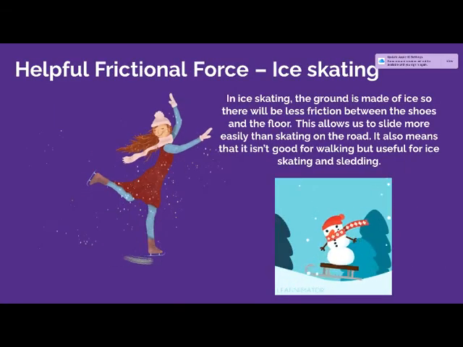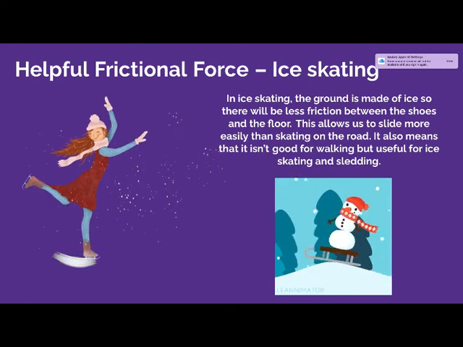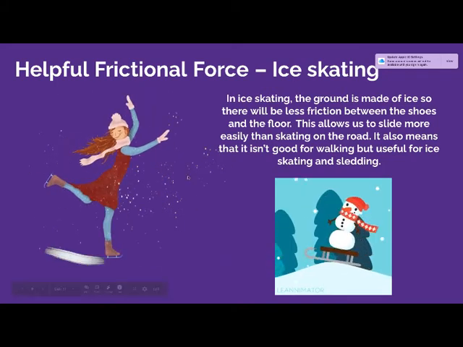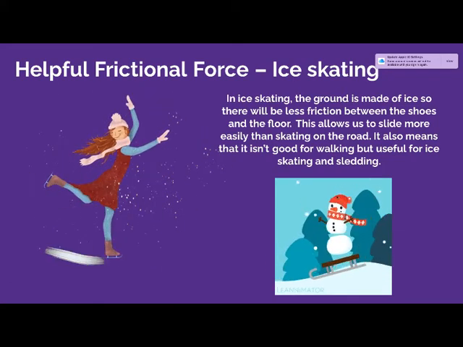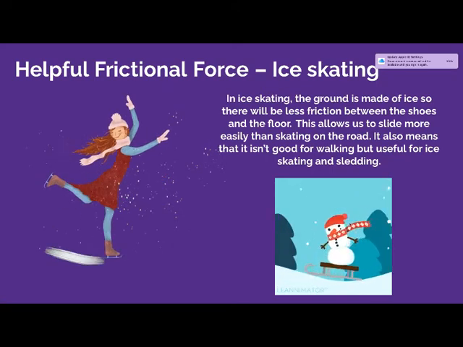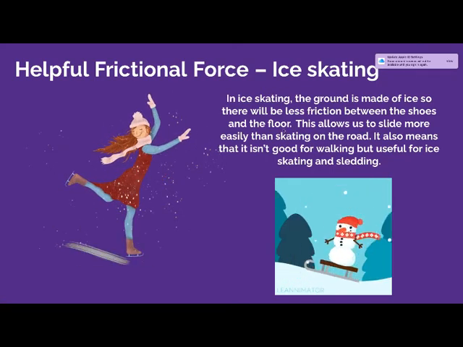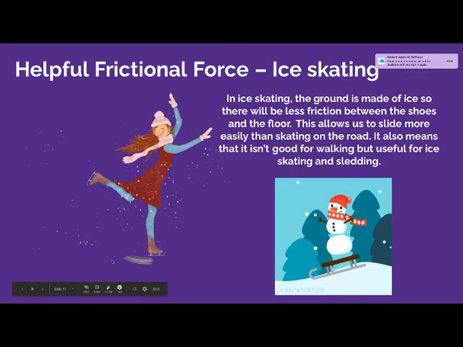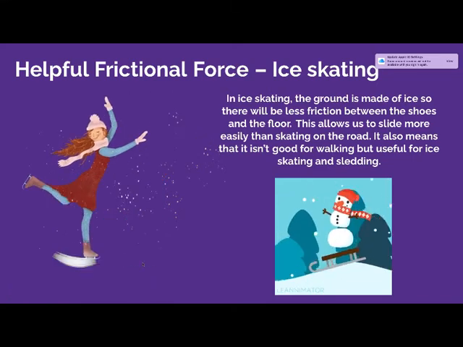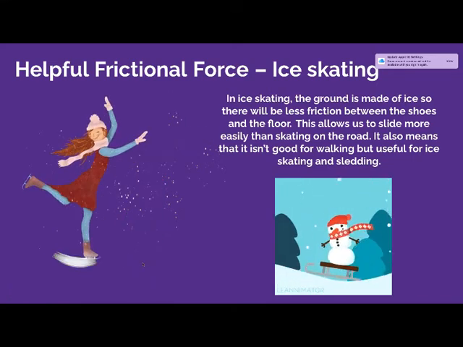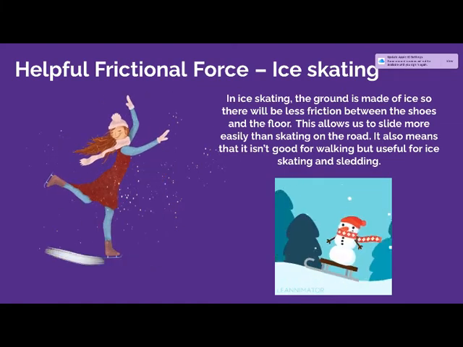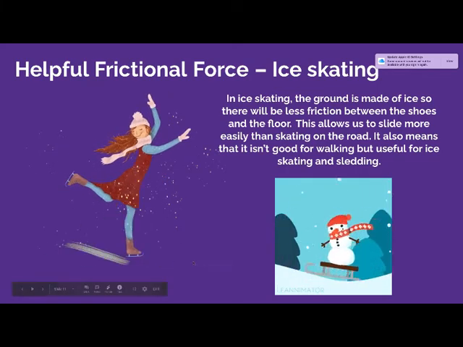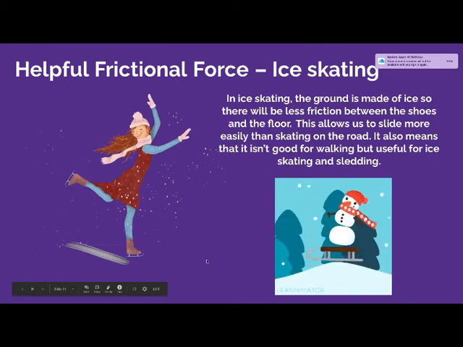Another example is ice skating or ice sledging. Ice skating can be seen in the girl with her skates, whereas ice sledding is the snowman on the snow mountains. In ice skating, the ground is made of ice on which the girl slides on. There is less friction, allowing the girl to slide and glide over the ice. However, ice is also not good for walking, as you can fall due to the lack of friction.